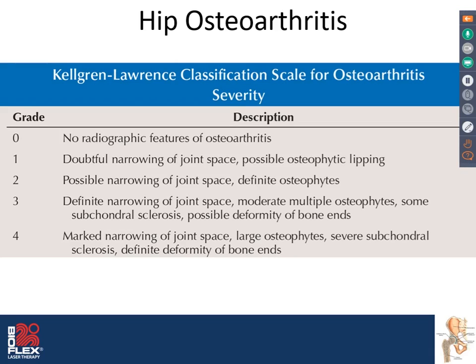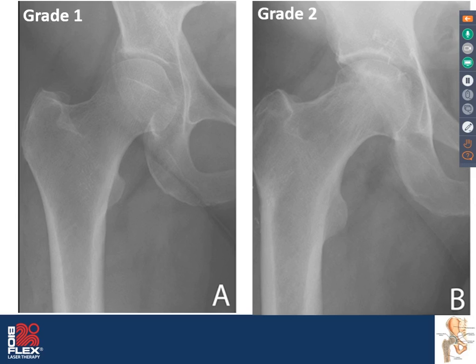Of course, there are radiographic measurements that one can do to measure this. You'll be seeing moderate multiple osteophytes, some subchondral sclerosing, and maybe even some deformity. So by the time you get to grade 3, it's usually pretty symptomatic for these patients. And of course, by the time you get into grade 4, it's marked narrowing of the joint line, joint space. This is the category where people are going in for hip replacement surgery.